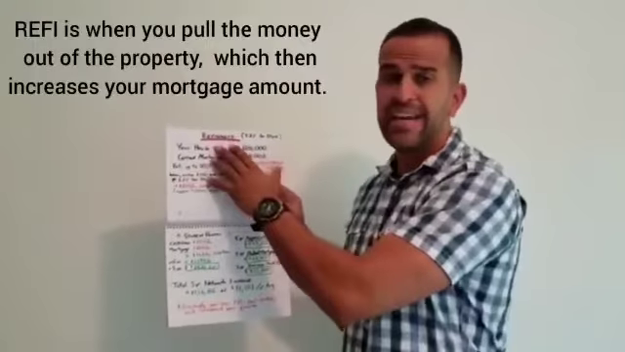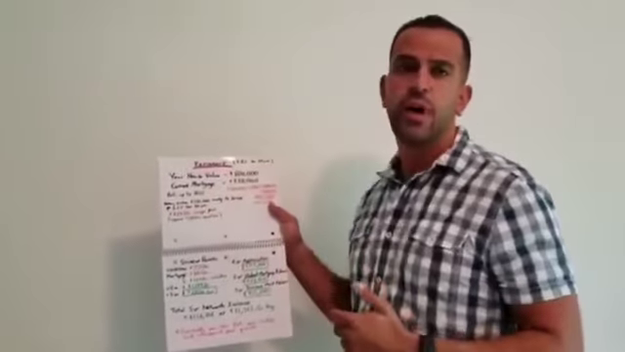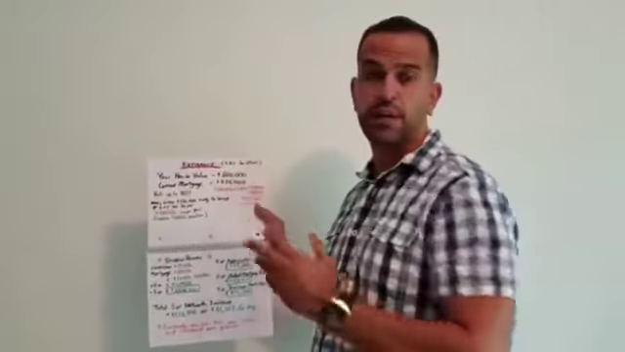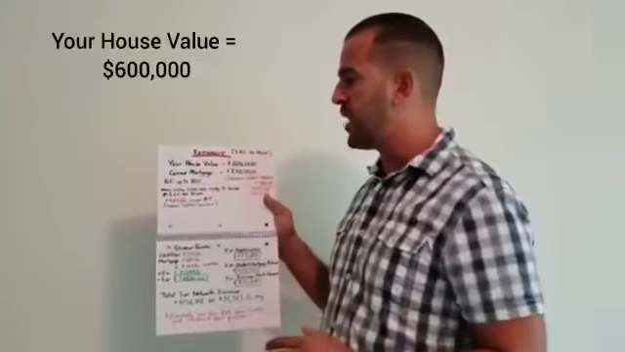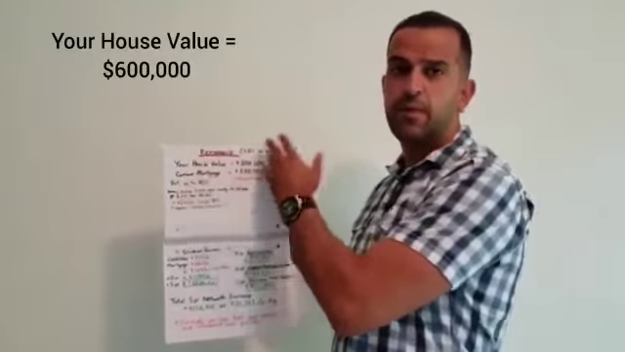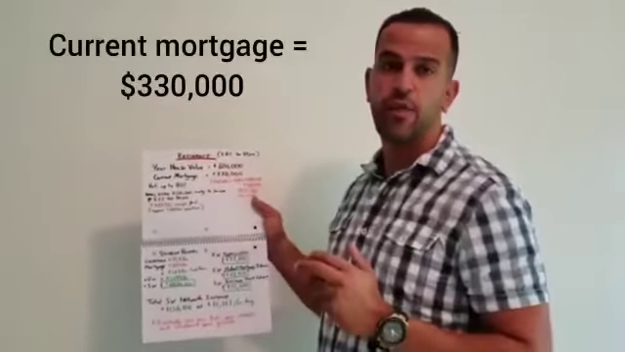So a refinance increases your mortgage amount. Let's say, for example, 3.2% interest for 30 years, okay? Again, interest rates just dropped, but I'm gonna keep it at the 3.2 example. So keeping with the same example, you have a house that's worth about $600,000 and your current mortgage is $330,000.